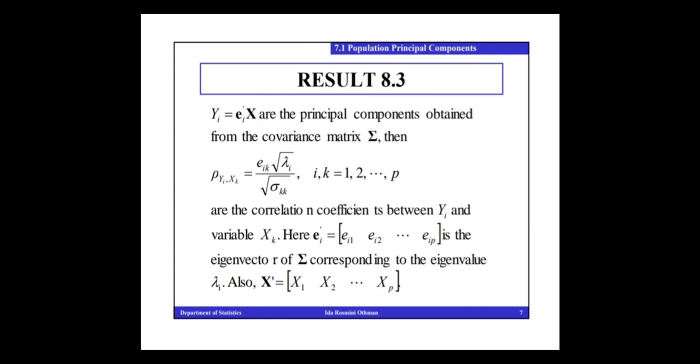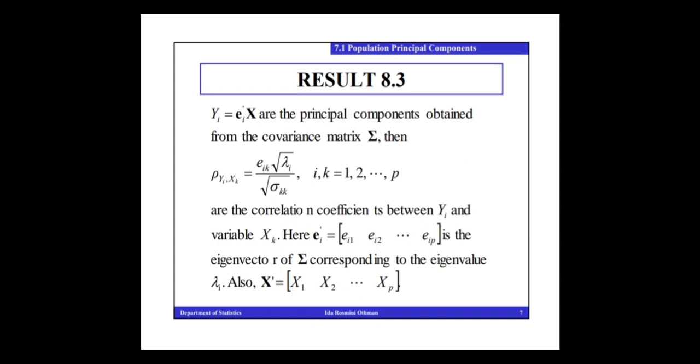Okay, so which is the element from the eigenvectors, normalized eigenvectors. Nanti kita tengok dia punya example. Multiply square root of the lambda i.